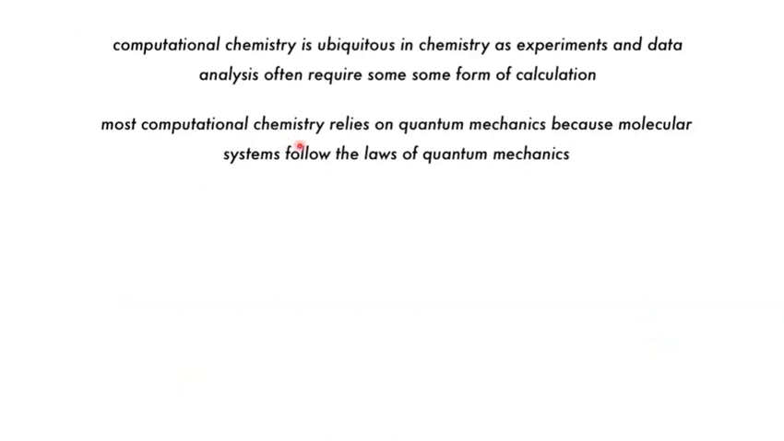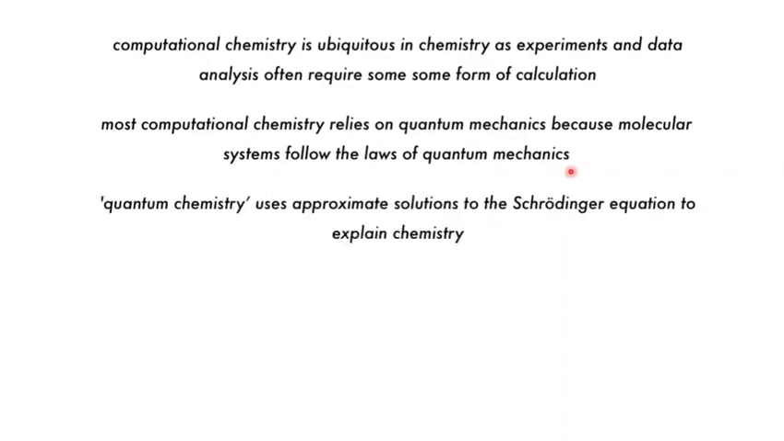But most computational chemistry that we'll be talking about today relies on quantum mechanics because molecular systems follow the laws of quantum mechanics. So hopefully that has been impressed on you through the lecture course as well. Whenever we were looking back at the UV-vis theory, we also dealt with the particle in the box, and that was a rather simple quantum system. Quantum chemistry uses approximate solutions to the Schrodinger equation to explain chemistry.